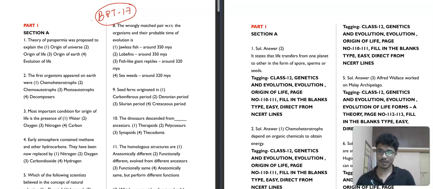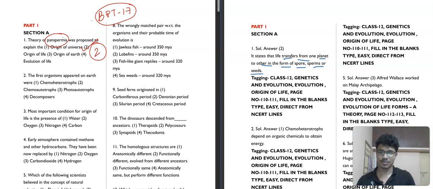First is a very easy question. Theory of panspermia was proposed to explain the... So what was the theory of panspermia? It was proposed to explain the origin of universe, origin of life, origin of earth, or evolution of life. It is basically proposed to explain the origin of life. It states that life transfers from one planet to another in the form of spores, sperms or seeds. So it is discussing the origin of life. The second option will be your correct answer.